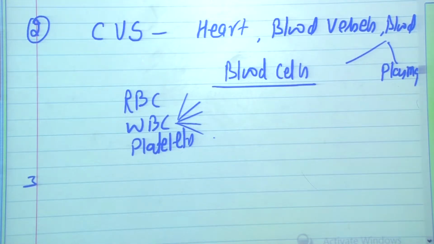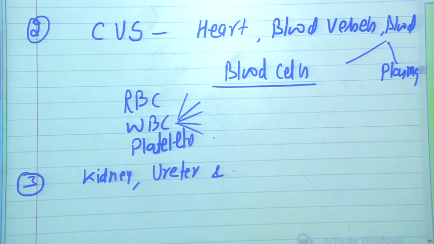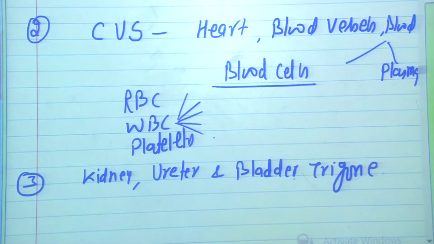The next is the urinary system. Kidney, ureter and bladder trigone. These are derivatives of mesoderm.